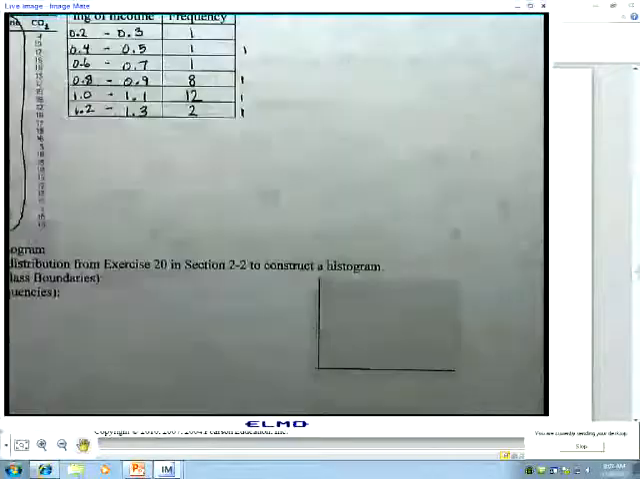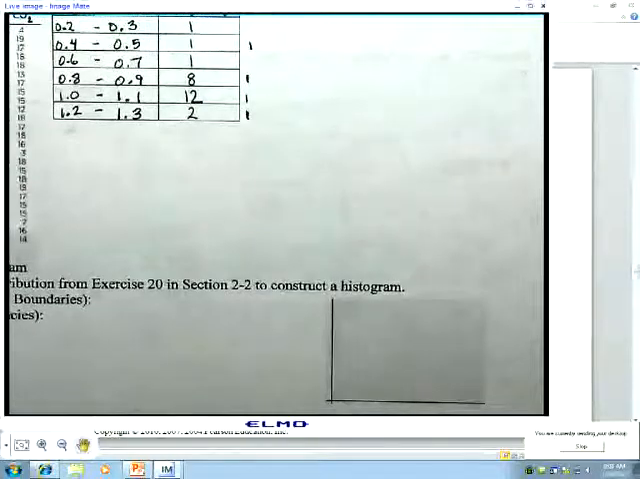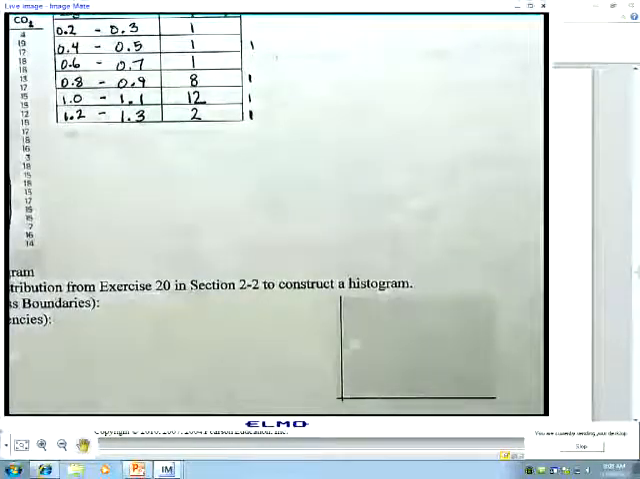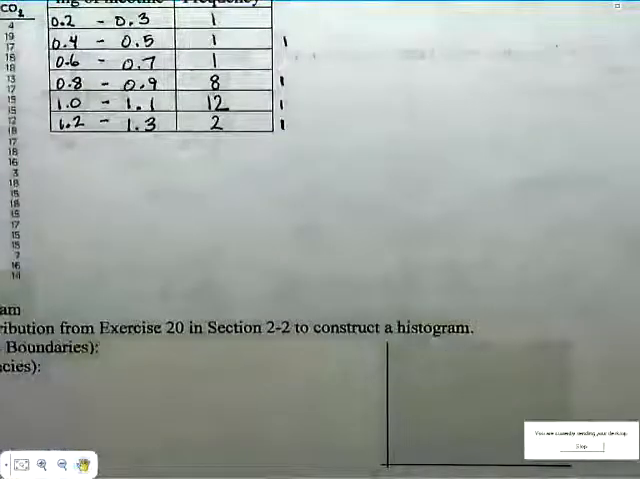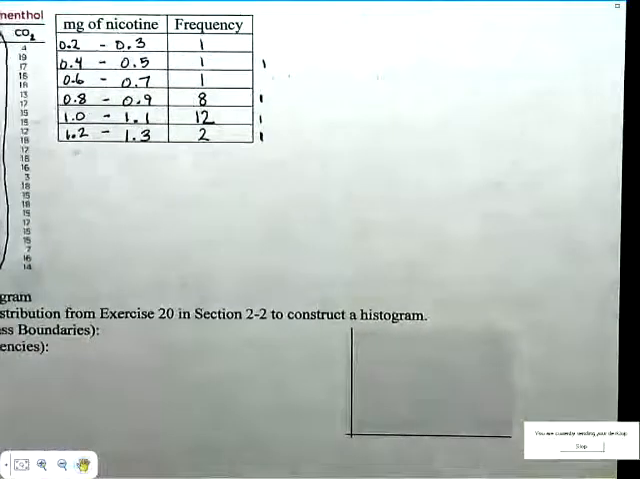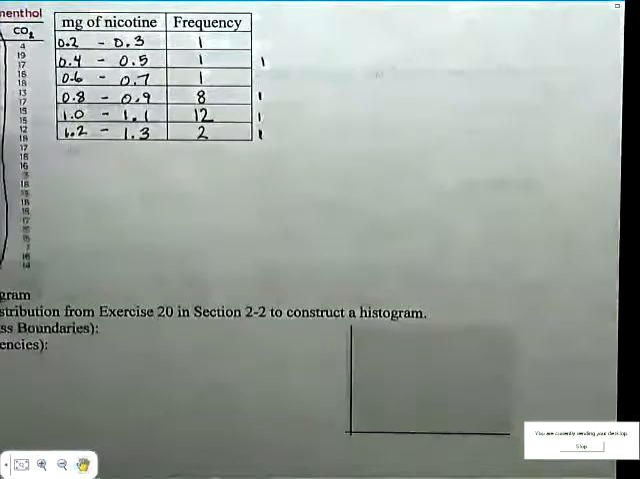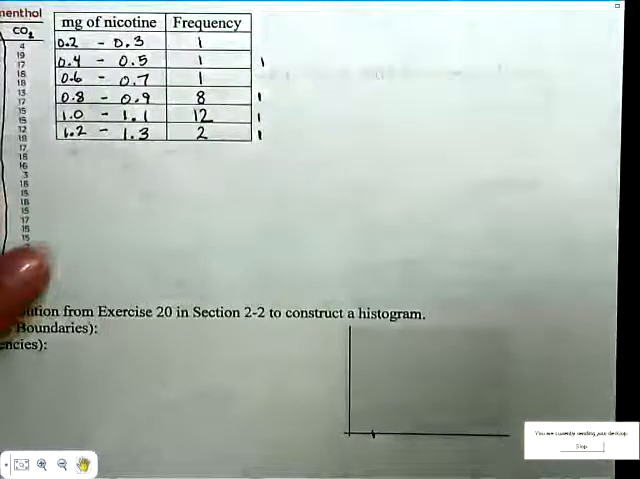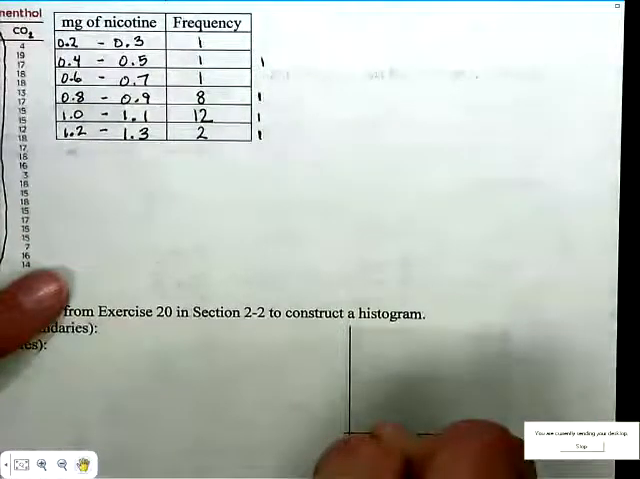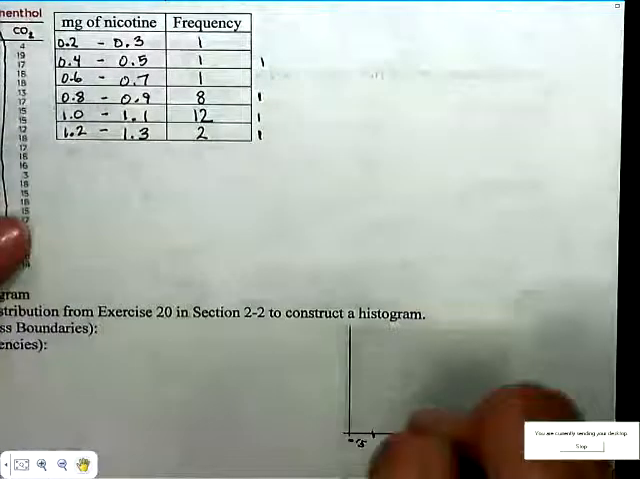Trying to get my frequency table and my little spot I left for a histogram both on the screen at the same time. All right. On the other handout, I had written the class boundaries, and you probably copied them down. So let's just put those across the horizontal axis, starting with the left boundary. The left boundary was 0.15, and the class width was 0.2. So just count by 0.2s.